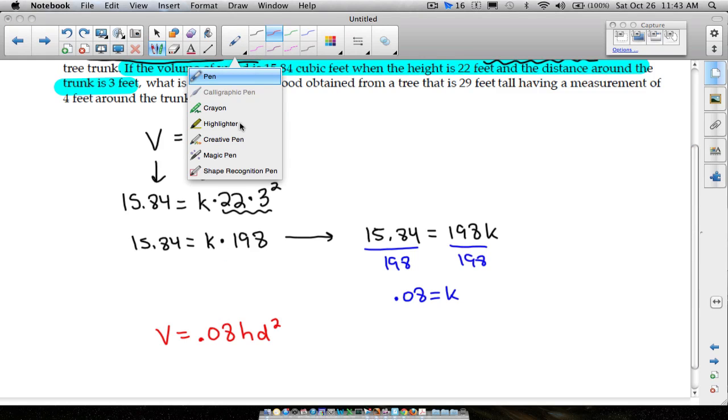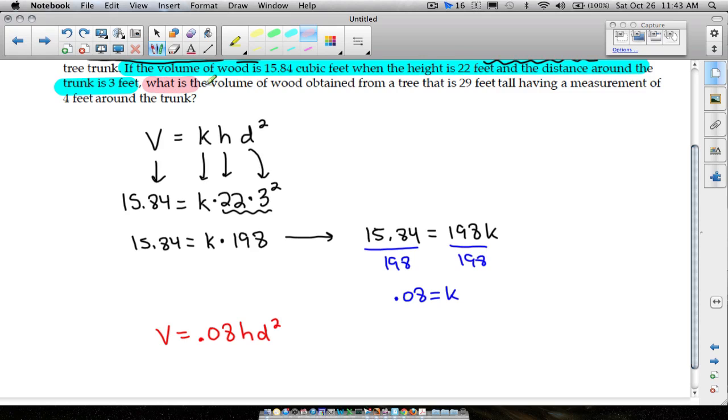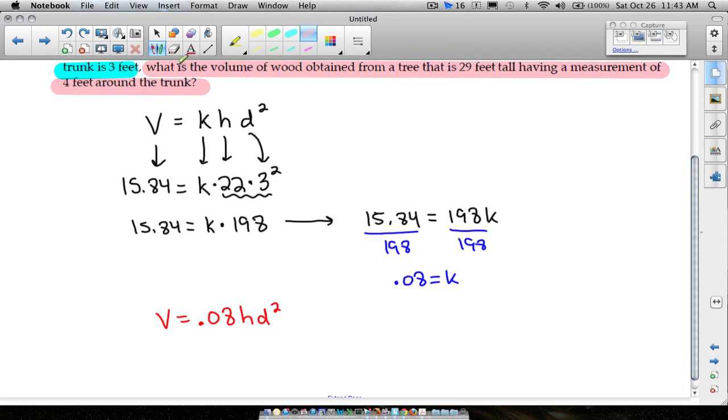So now moving on through the rest of that sentence, what is the volume of wood obtained from a tree that is 29 feet tall having a measurement of 4 feet around the tree trunk? So what we're trying to find there, we're trying to find what is the volume. We don't know. That's what we're trying to find. V equals 0.08. Do we know the height? The tree is 29 feet tall, so times 29 times the distance around the tree trunk is 4 feet. So make sure we do 4 squared.